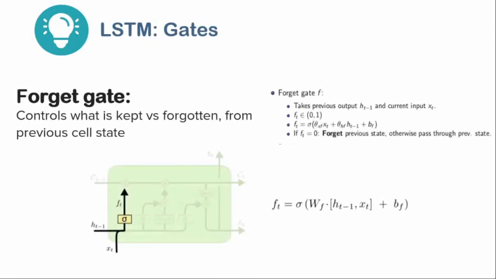Then comes the forget gate. This gate decides what information should be thrown away or kept. Information from the previous hidden state and information from the current input is passed through this sigmoid function. Values come out between 0 and 1. The closer to 0 means to forget, and the closer to 1 means to keep.